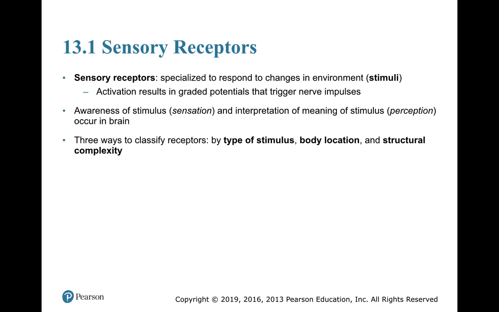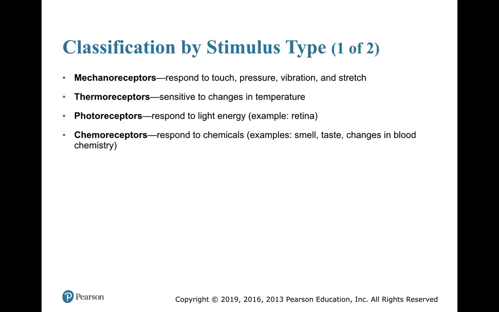Three ways to classify receptors. We can classify them by the type of stimulus they respond to. We can classify them based on their locations in the body, and we also can look at the structural complexity of the receptor. So stimulus type, we have mechanoreceptors that respond to mechanical changes, things like touch, pressure, vibration, and stretch. Thermoreceptors would be sensitive to changes in temperature. Photoreceptors are able to respond to light energy. We have those in our retina. And chemoreceptors are able to respond to chemicals.